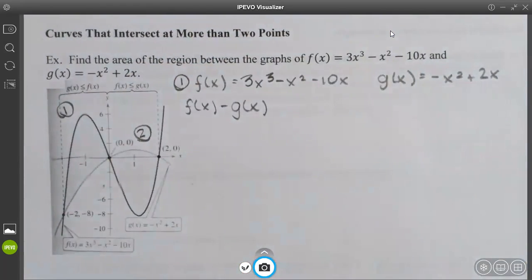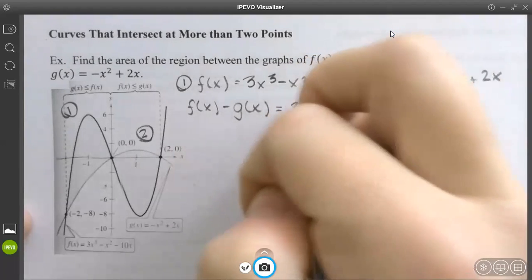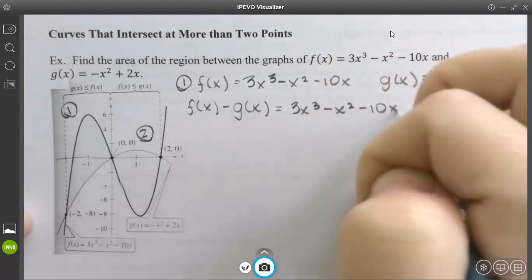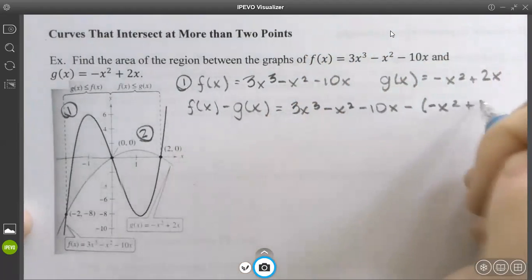Why do we do f of x minus g of x? f of x is on top, g of x on the bottom. So the next one that we do, what are we going to have to do? g of x minus f of x. Got it? That's the only difference in doing this. And then you add the two together. So the first one that we're going to do is 3x cubed minus x squared minus 10x, and then we're going to subtract negative x squared plus 2x.